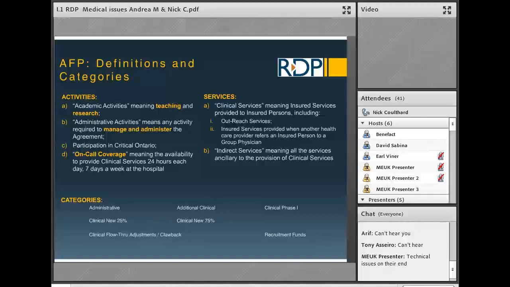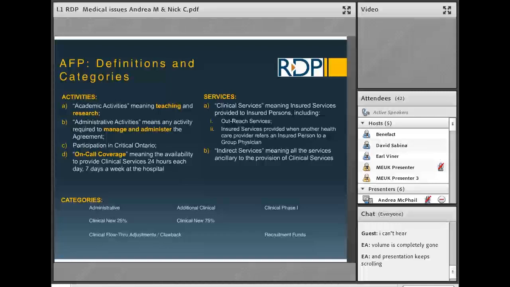Also, we wanted to mention some of the categories that you'd find in terms of the funding that's delivered to individual MPCs. When you see any funding summaries, they're going to be under categories specifically for administration, additional clinical phase 1. Anyways, let's try to get through some of these definitions that we'd find in the back of these AFP agreements.